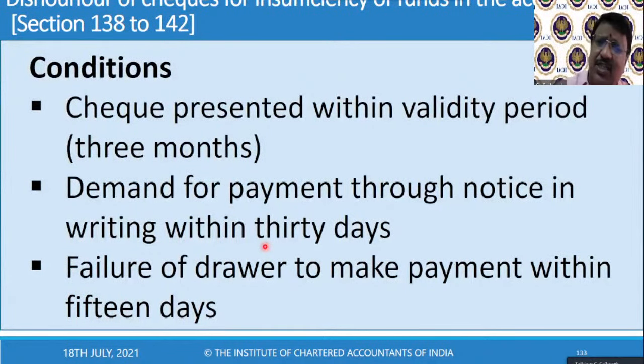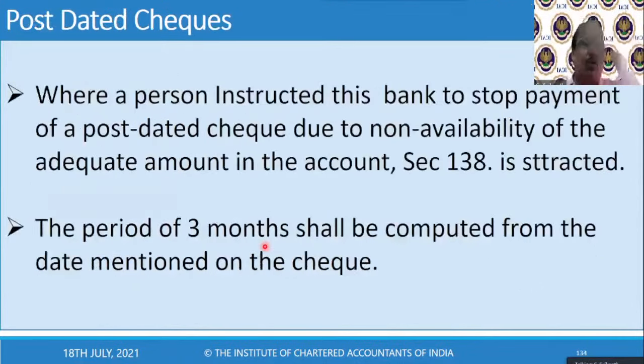See, when a check is dishonored, you cannot immediately run to court. You should make a demand. And if 15 days after that demand he is still not paying, then you go to court. Okay? Again, where a person has instructed his bank to stop payment of a post-dated check due to non-availability of funds, then 138 is attracted. Okay?